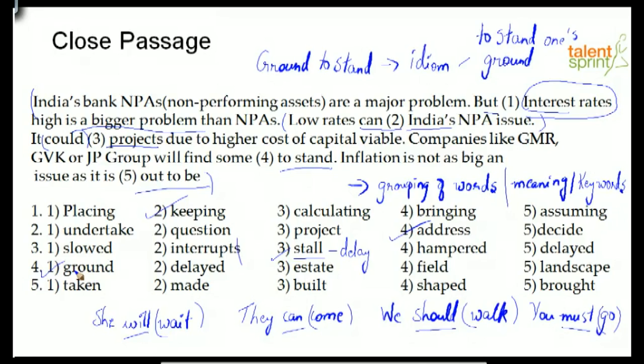The last one, inflation is not as big an issue as it is dash out to be. Is it taken out to be, made out to be, built out to be, shaped out to be or brought out to be? Priyadi says option 5. So let me see who's going to give the right answer. So far I have option 5, some of you are saying option 4.